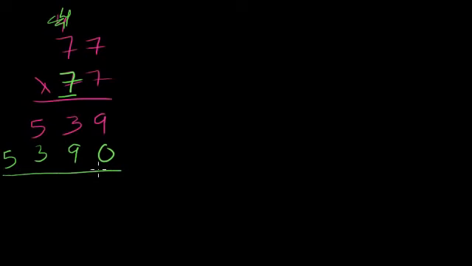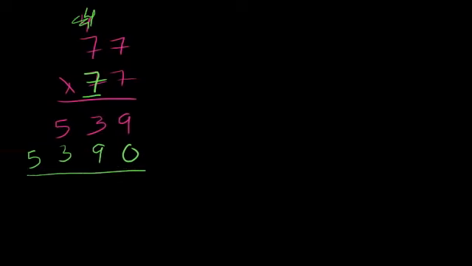And now we can just add them up. And what do we get? 9 plus 0 is 9. 3 plus 9 is 12. Carry the 1. 1 plus 5 is 6. 6 plus 3 is 9. And then we have this 5. So it's 5,929.